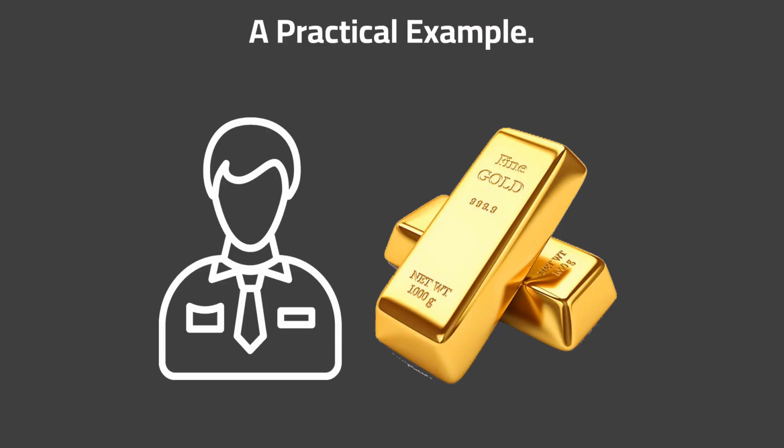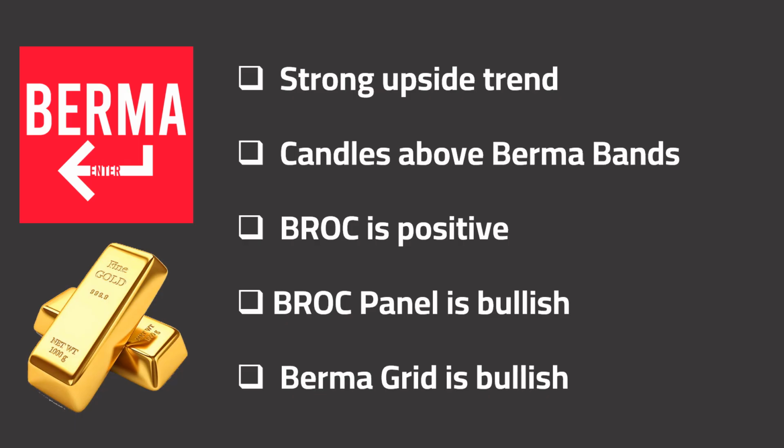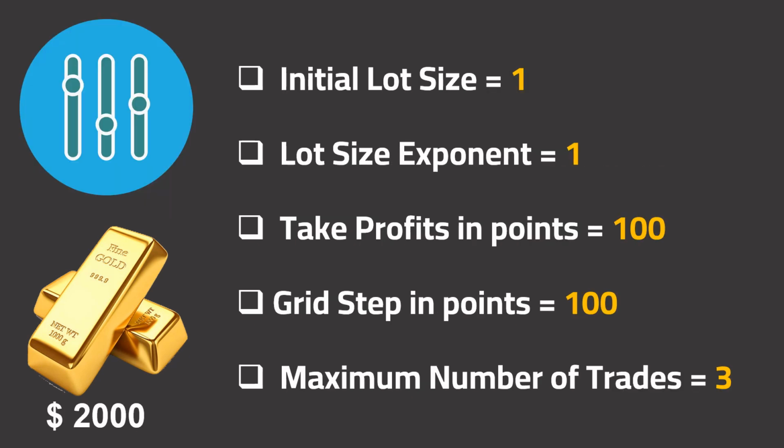Let's take a practical example to illustrate the idea. Let's say that Peter trades the gold CFDs on the Metatrader platform. Peter finds that all the conditions of the Burma plan are met on the gold chart, so he decides to go long using the grid risk management system. The price of gold was $2,000. Peter used the settings shown in this table for this trade.